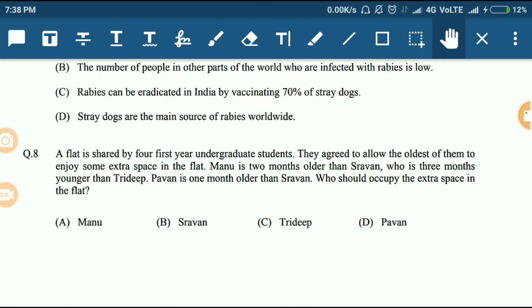The next question is, the flat is shared by 4 first-year undergraduate students. They agreed to allow the oldest of them to enjoy some extra space in the flat. Manu is 2 months older than Shravan.